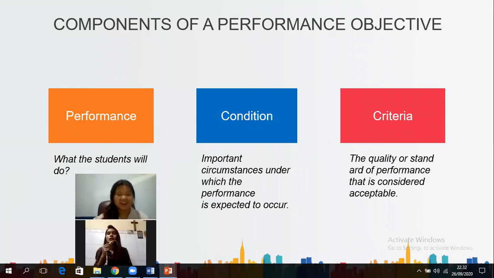Okay, so the performance objective. This is the components of a performance objective. The performance is what the students will do, and then the condition is the important circumstances under which the performance is expected to occur. And then the criteria is the quality or standard of performance that is considered acceptable.